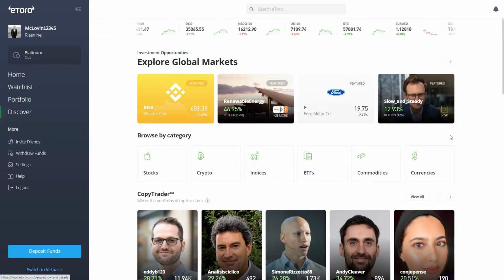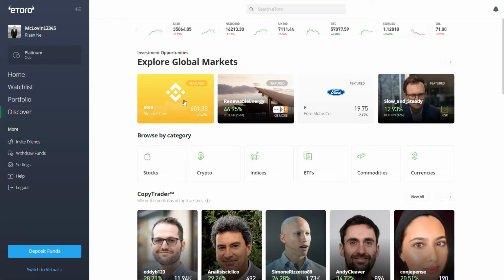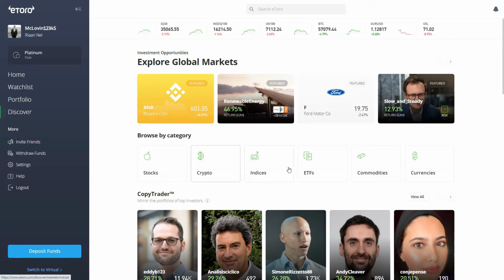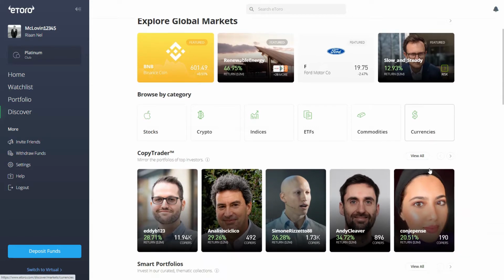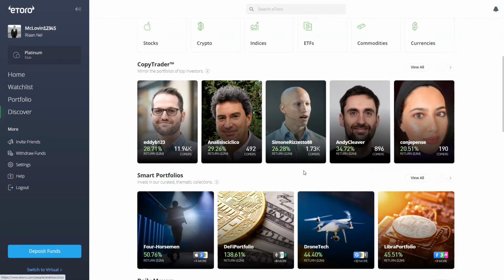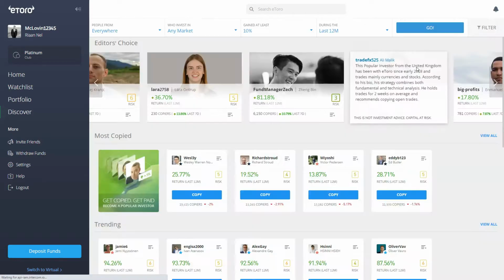Now here you can see that this is an all-comprehensive page. This is a page where you can find stocks, crypto, indices, ETFs, commodities, currencies, everything. But what we are interested in today is the copy trader part. So I'm going to click on view all.